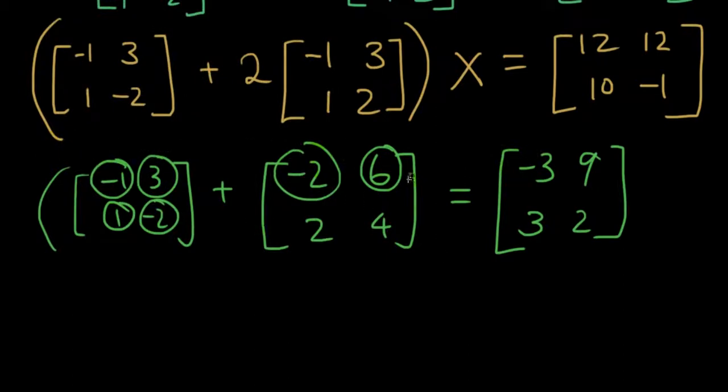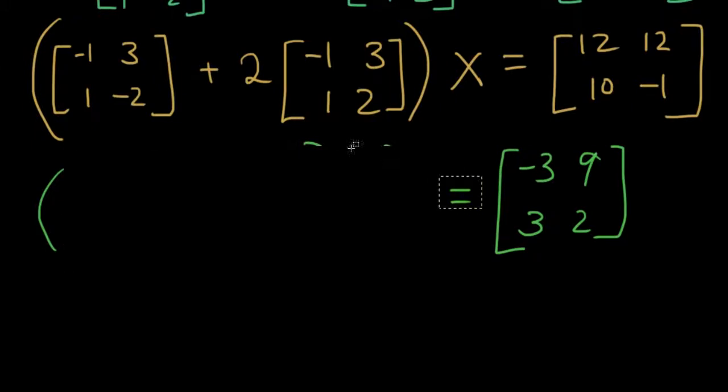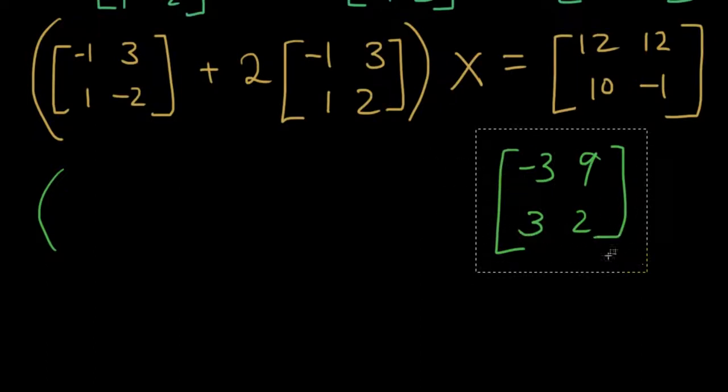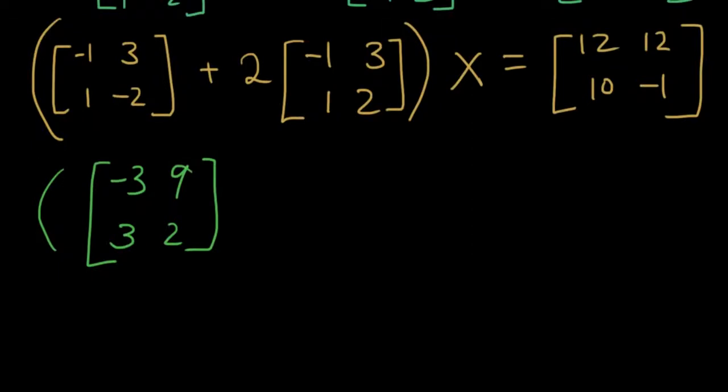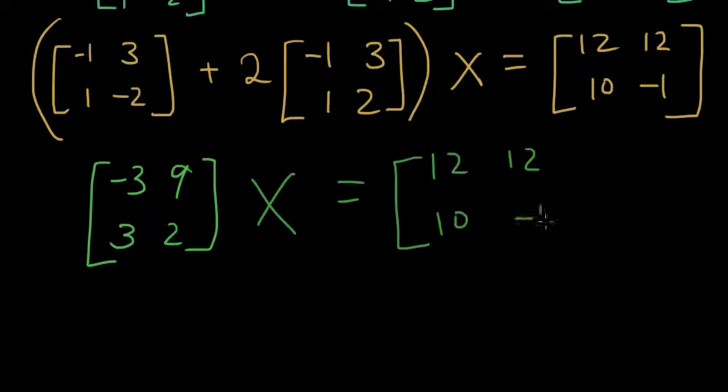Let me just delete all this stuff. Oops, it's not going away. And I'm going to put this over here. Right, so that this here represents all of this. Okay, so this times x, so I don't need this anymore. This times x is equal to [12, 12, 10, negative 1].